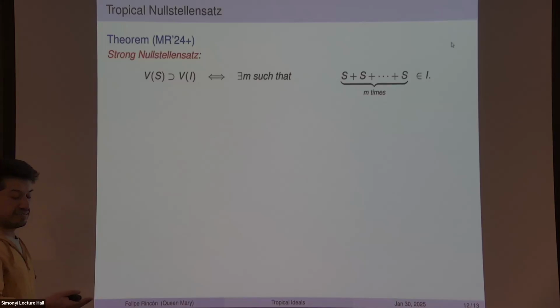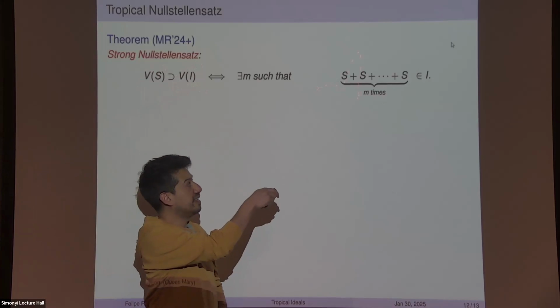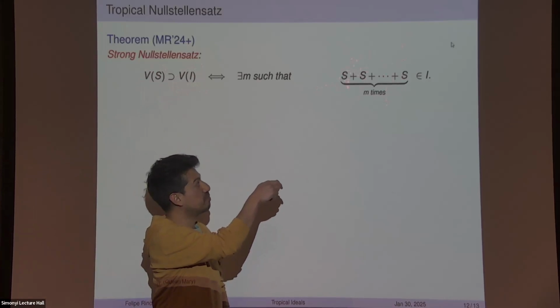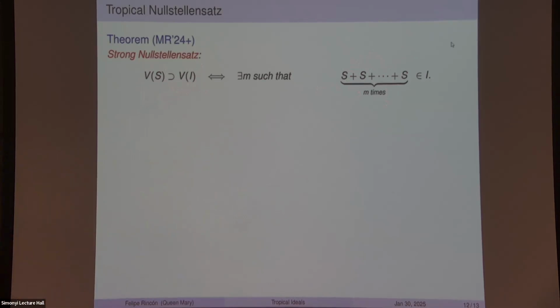So what would be the analog? The tropical analog of that is that if you take a tropical ideal and the variety turns out to be contained in the variety of one single subset S of lattice points, then some power, and by power I really mean take S plus S plus S, the Minkowski sum, M times, of that set with itself, then that lands inside your tropical ideal.